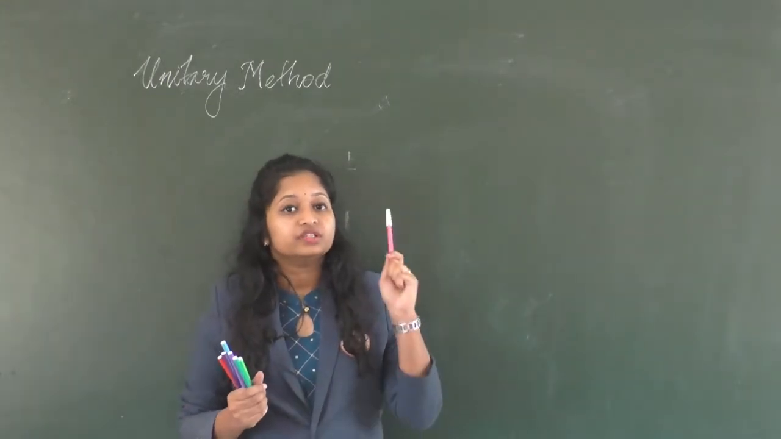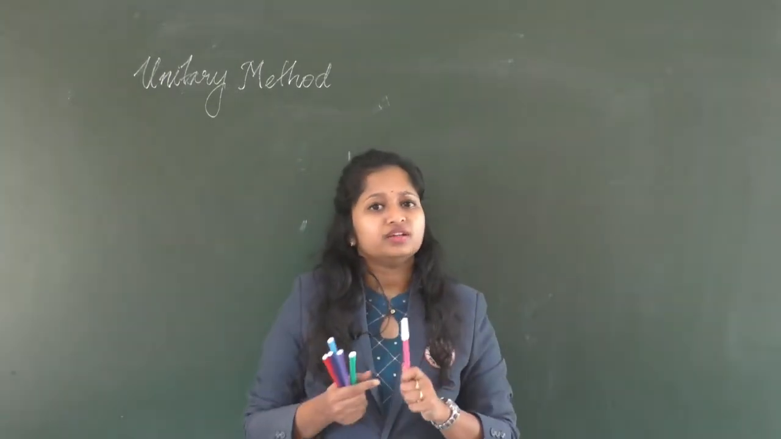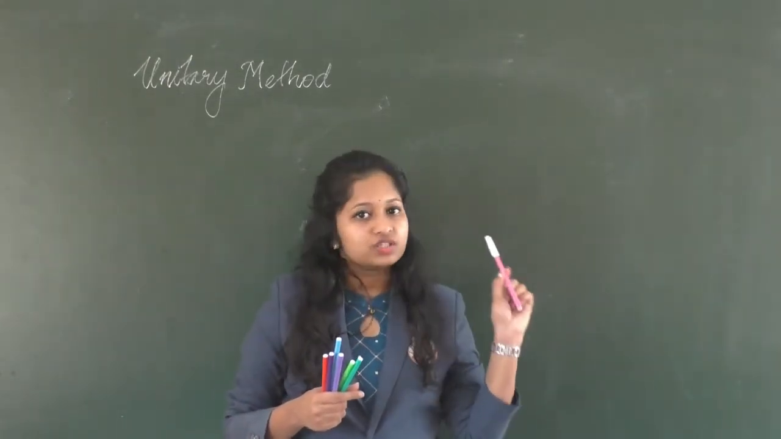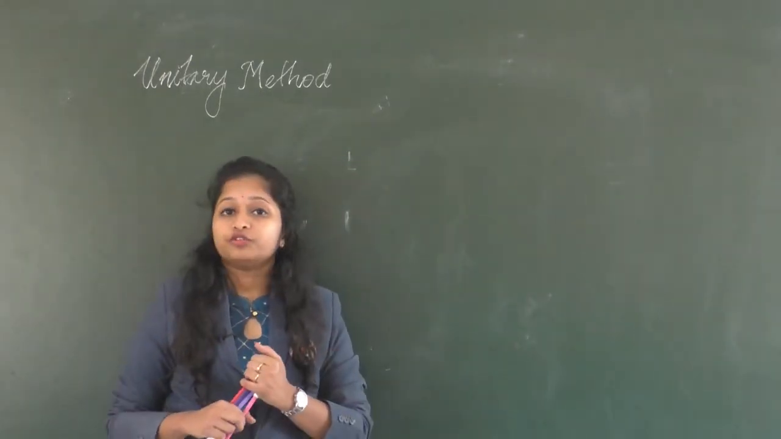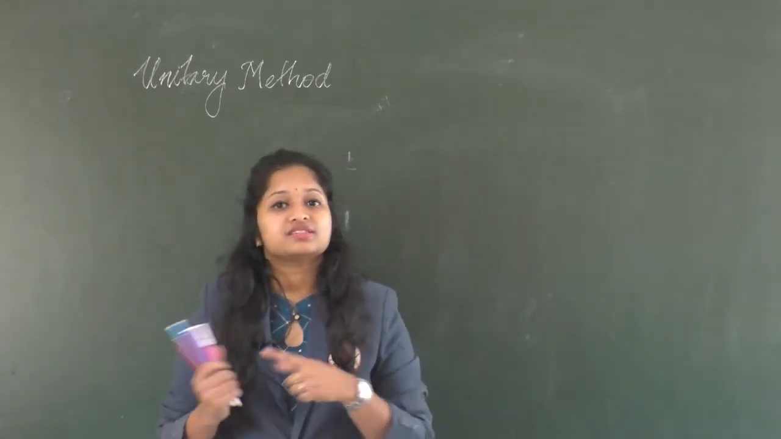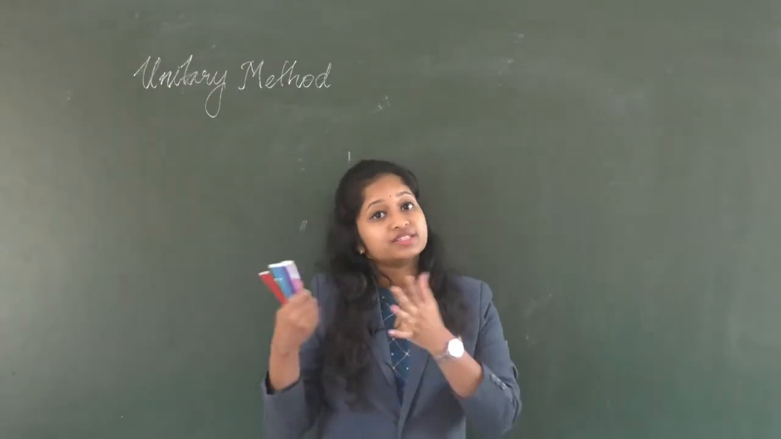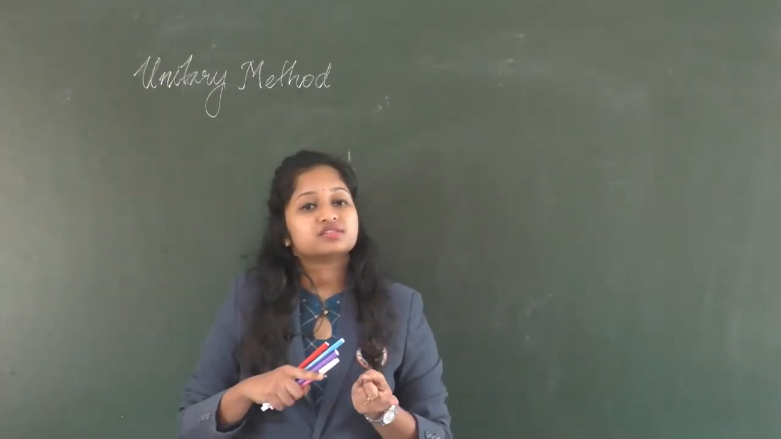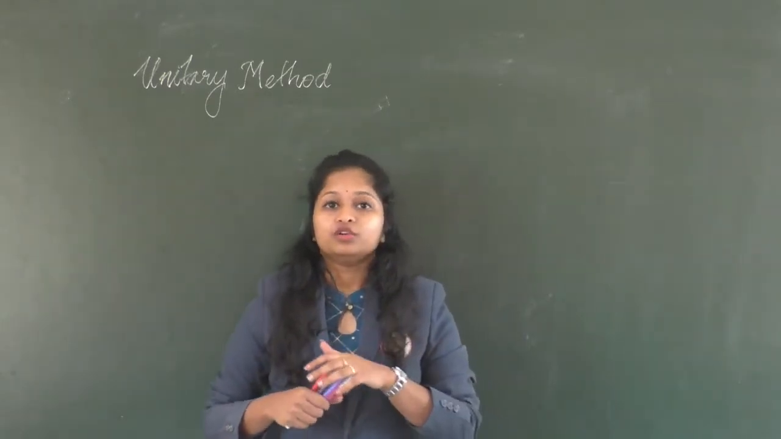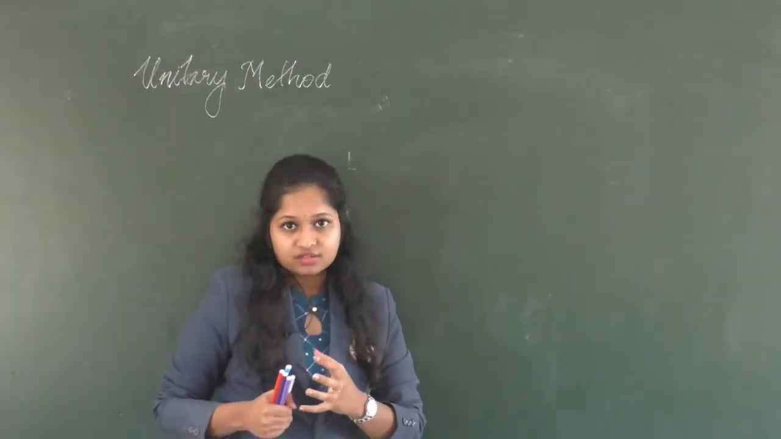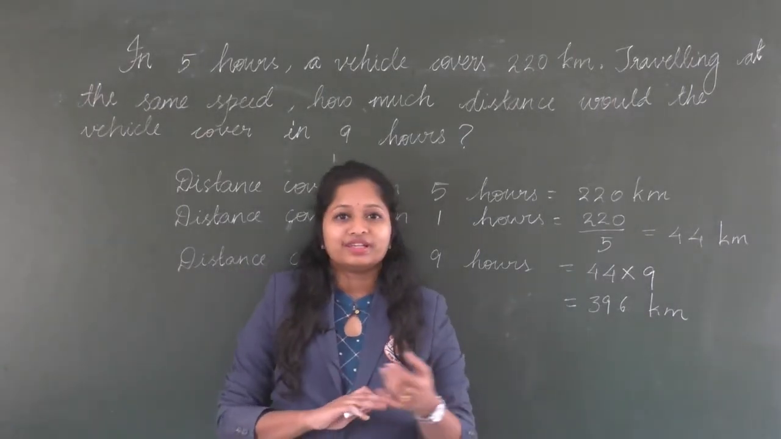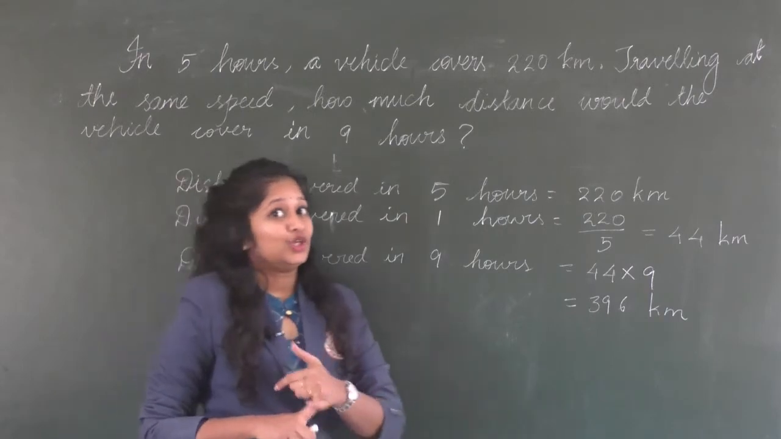Now since we have the value for a single unit, we can find the value for many. For example, this pen costs 6 rupees. Now what is the cost of 10 pens? It is 6 into 10, that is 60. What is the cost of 70 pens? That is 6 into 70, that is 420 rupees. So this is how we find answers using unitary method.